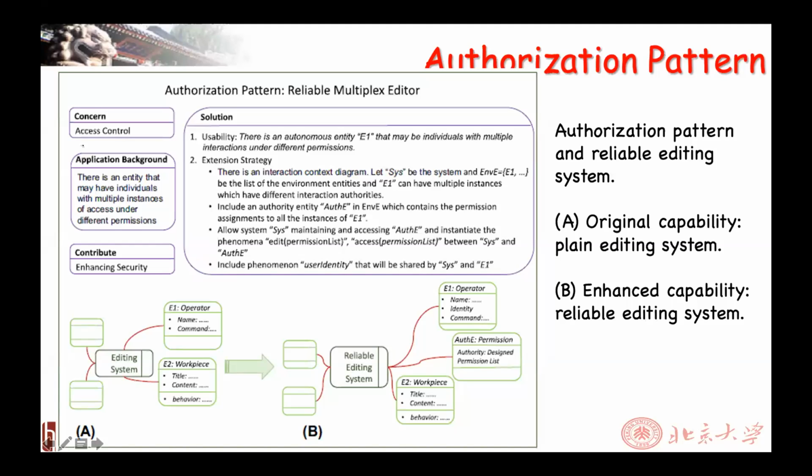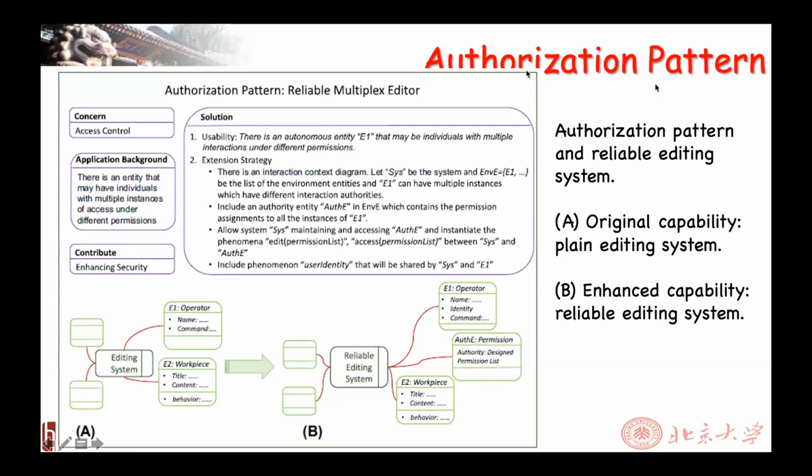First let me show the structure. Each requirements pattern has a concern and an application background. The concern is the thing you need to think of, and the application background means in which cases you need to think about this concern. And also the solution, how to write the requirements down when you have this kind of concern, and how they contribute to the whole system.